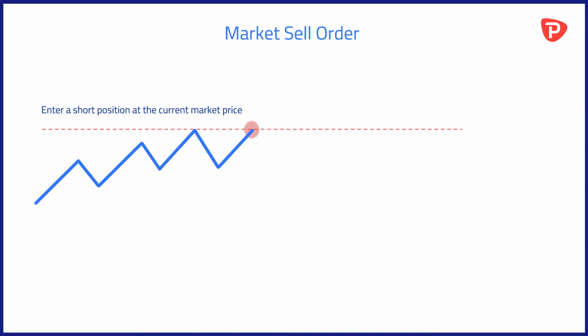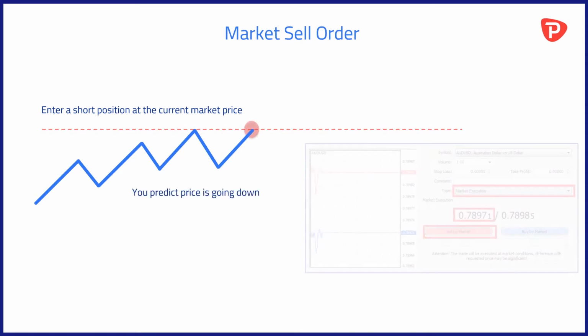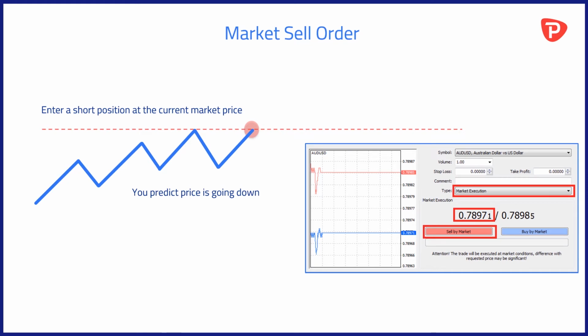You can see in the top red box on the screen that the market execution is selected. The second red box highlights the bid price, and as this trade is placed to go short, this is the price that you will get if the liquidity is there to fill it. The final red box highlights the sell by market button, which once pressed will execute this trade.